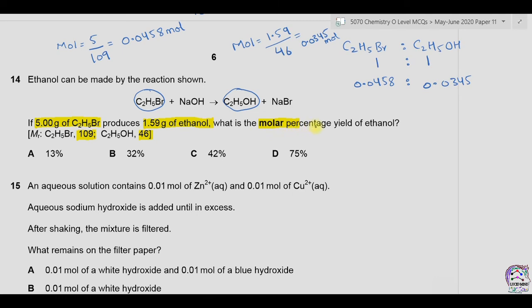As we have to find the molar percentage yield of ethanol, it will be equal to the number of moles of ethanol divided by number of moles of ethyl bromide, multiplied by 100 as it is the percentage. So the molar percentage yield will be equal to the number of moles of ethanol, 0.0345, divided by number of moles of ethyl bromide, 0.0458, into 100. So the answer is equal to 73.5%. So therefore answer is D.